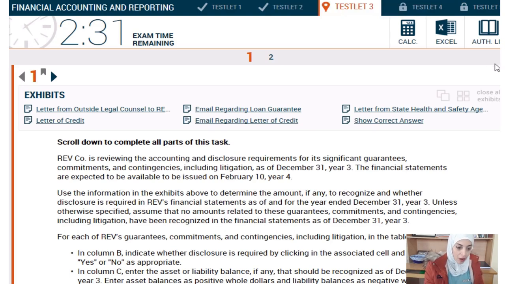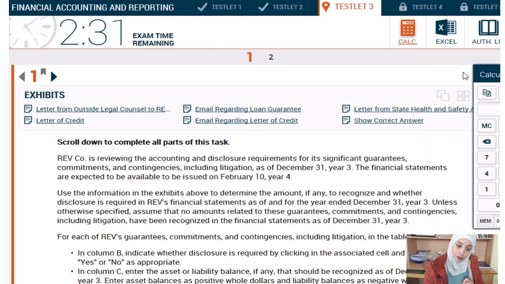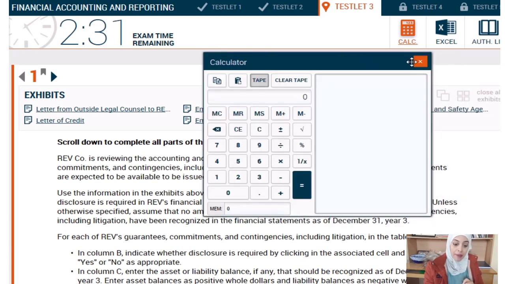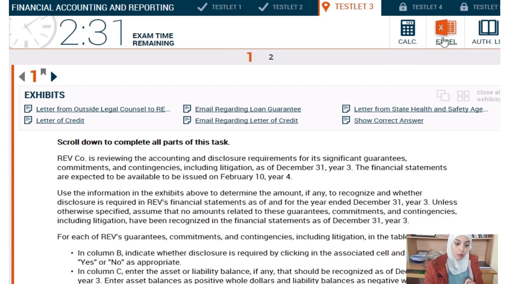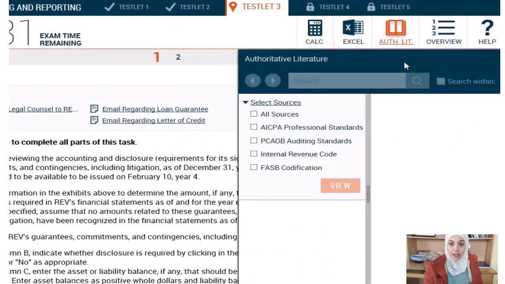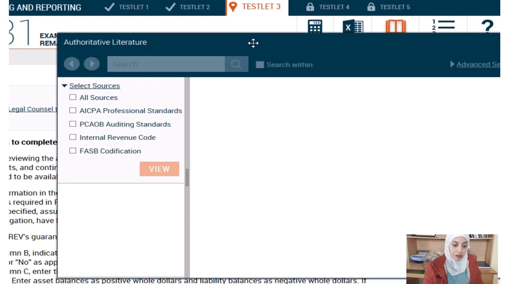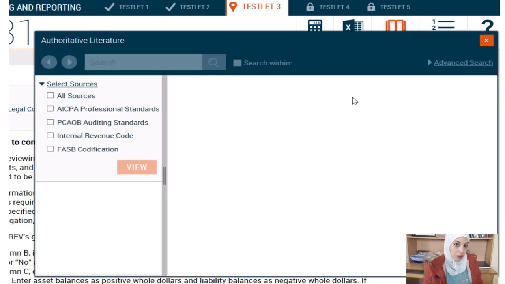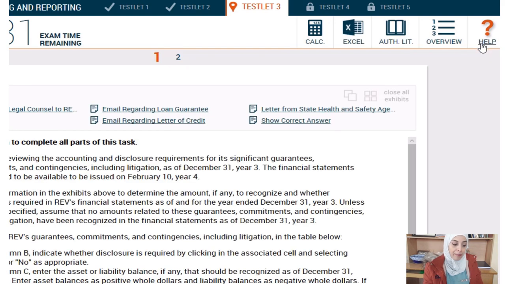So you have here, we are in test number 3 because it's highlighted here. You have here the countdown clock, which you must keep your eye on during the exam. Here's a calculator, which you can, of course, use during the exam. Desktop Excel, which you can use, of course. It will help you a lot in solving, especially when it comes to computations and this stuff. And here's the authoritative literature. I don't advise candidates to use authoritative literature for non-research simulations because it will be a waste of time, okay? And here's an overview and the help button.